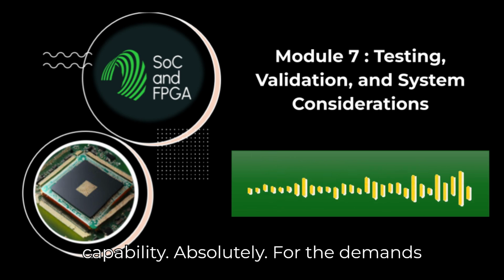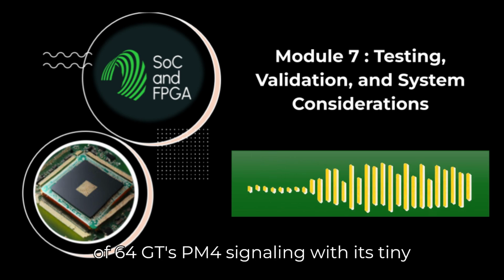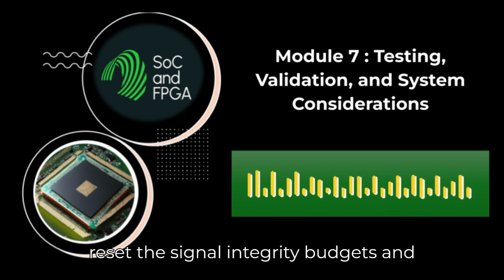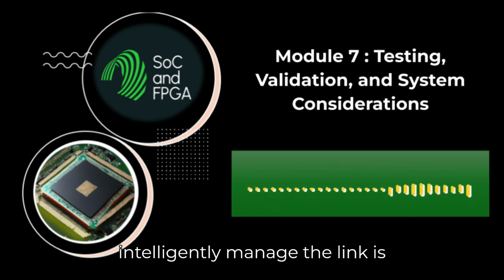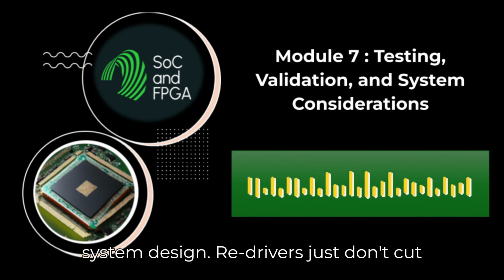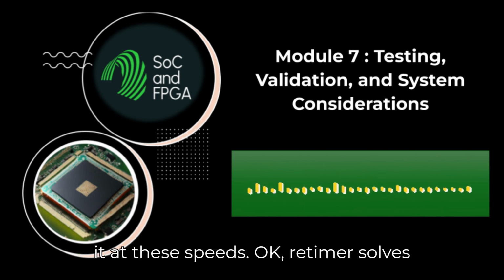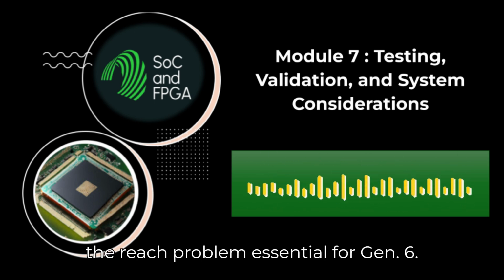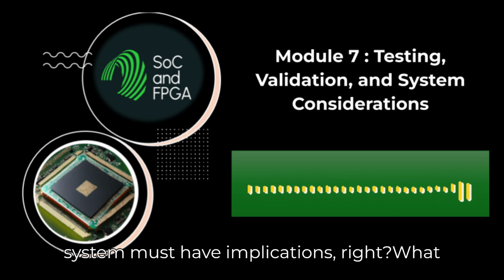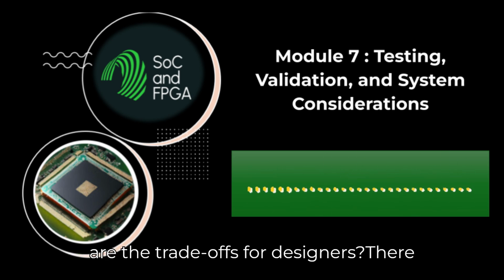Absolutely. For the demands of 64 GT/s PAM4 signaling, with its tiny margins, the retimer's ability to fully reset the signal integrity budgets and intelligently manage the link is non-negotiable for almost any real-world system design. Redrivers just don't cut it at these speeds. Okay, retimers solve the reach problem, essential for Gen 6. But putting these complex chips into a system must have implications, right? What are the trade-offs for designers?